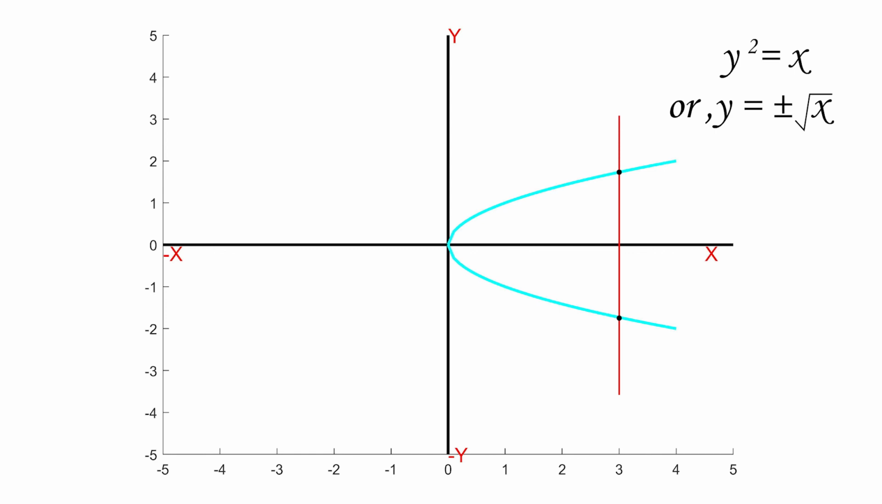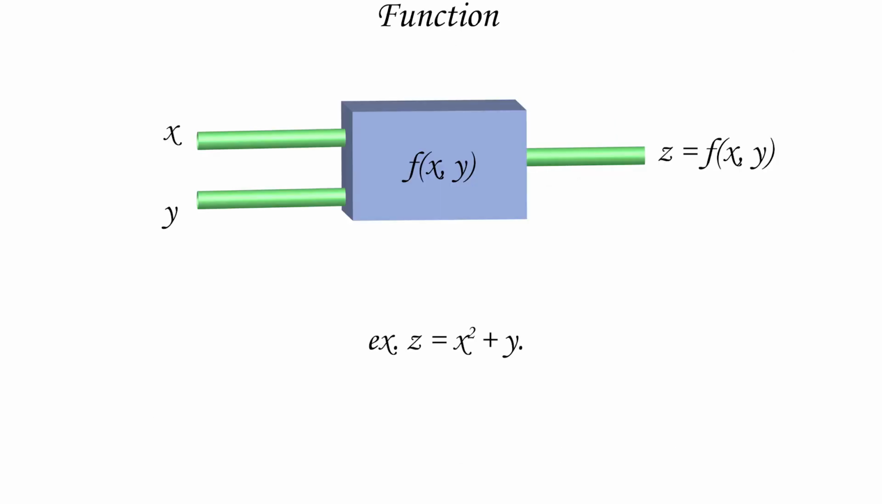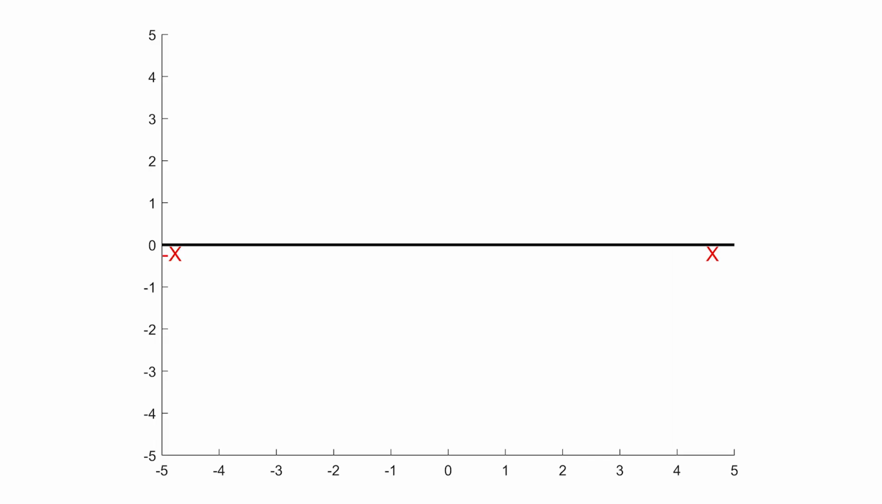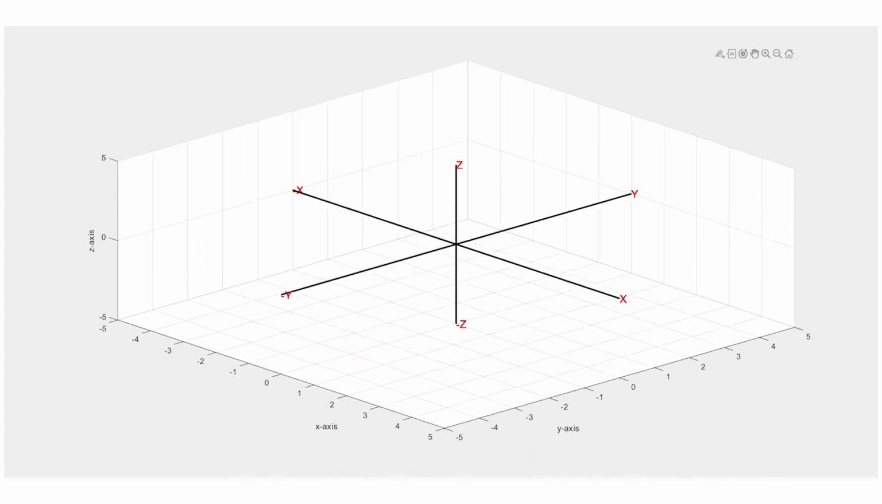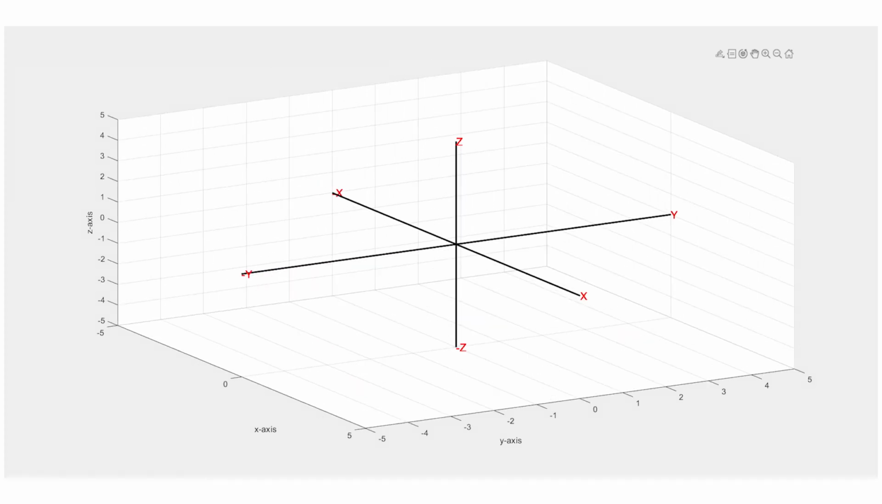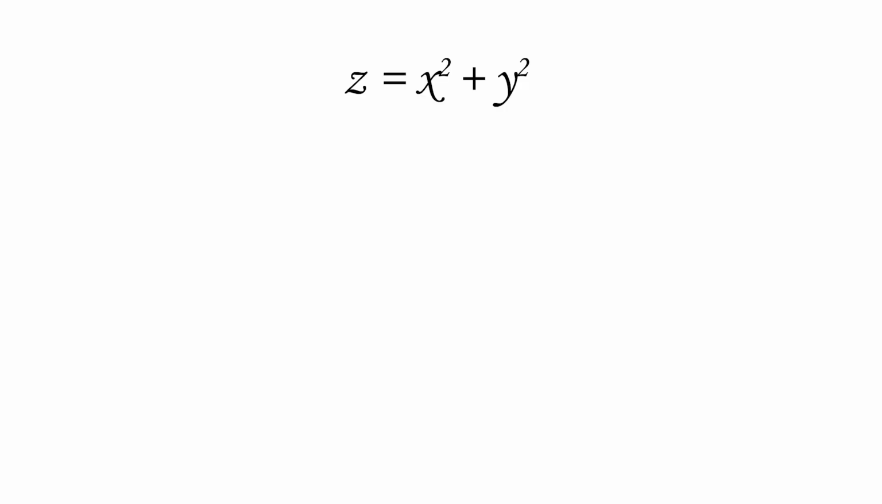Now we are going to plot the graph of a two-variable function z equals f(x, y). For this, we need the x-axis for representing the values of independent variable x, the y-axis for representing the values of independent variable y, and the z-axis for representing the values of dependent variable z. Let's take an example: z equals x squared plus y squared. For each set of values of x and y, there is a unique value of z.